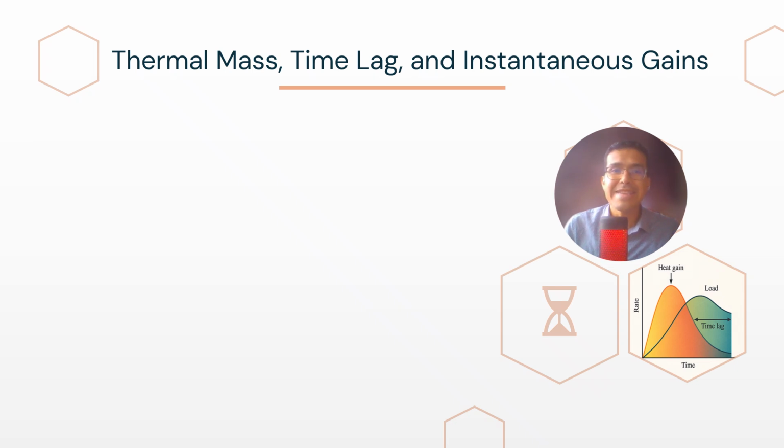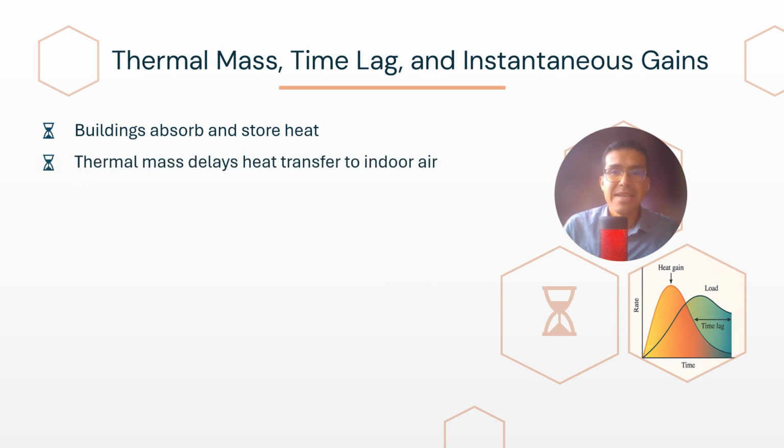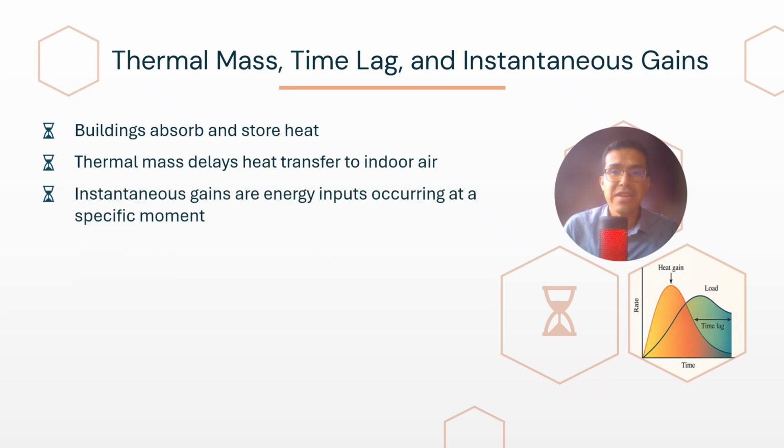Thermal mass plays a key role in building energy dynamics. Materials like concrete, brick, or adobe absorb heat during the day and release it slowly over time. This buffering effect creates a delay between the moment heat enters a building and when it actually warms the indoor air. As a result, the cooling or the heating load may occur hours after the actual heat gain.